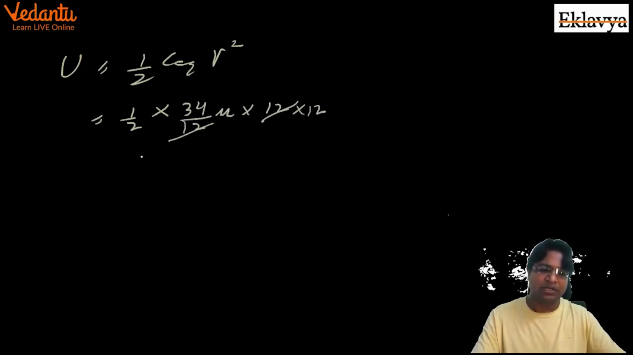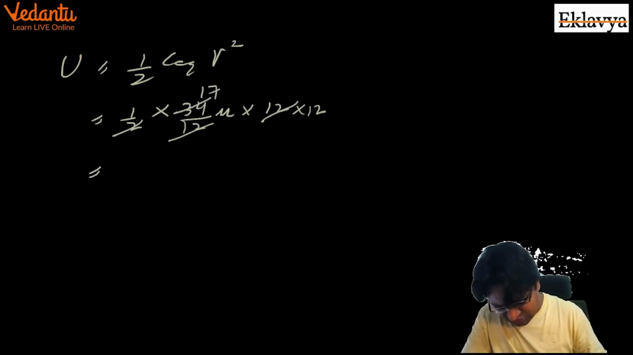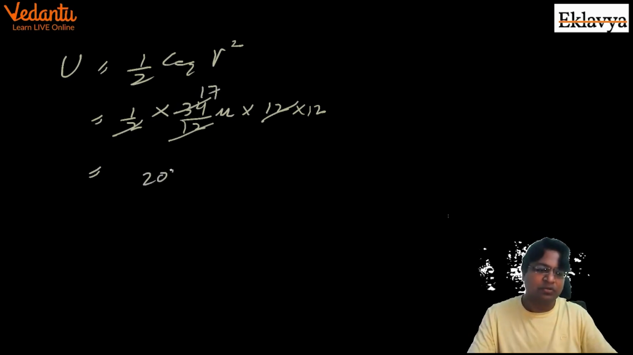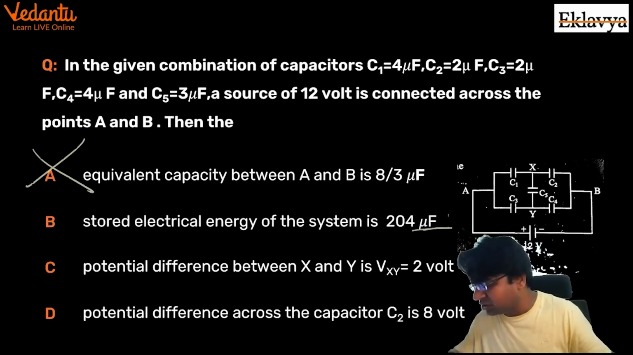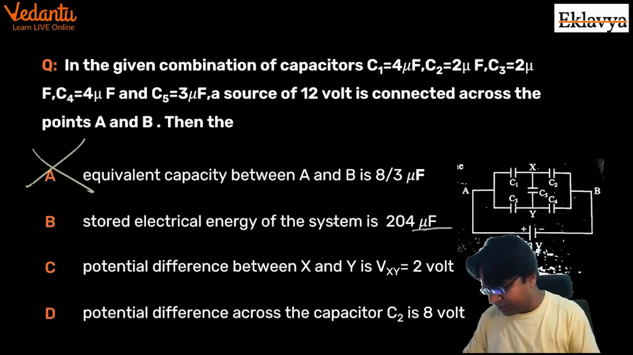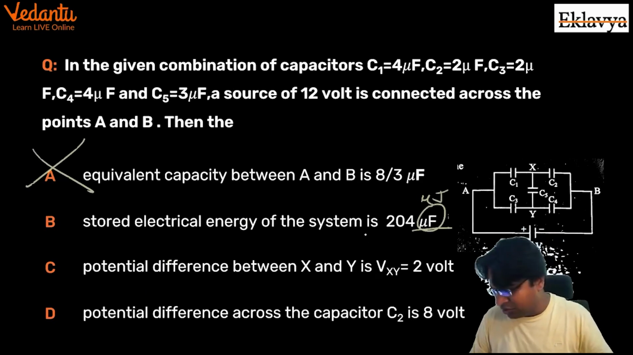So one of the 12 gets cancelled. So this becomes 17. So 17 into 12, that is 204. So 204 microjoules. So the stored electrical energy, I think there is a typing error. I don't think that. Let me check the actual paper. So in the actual paper this was joule, this was microjoule, so no error there.